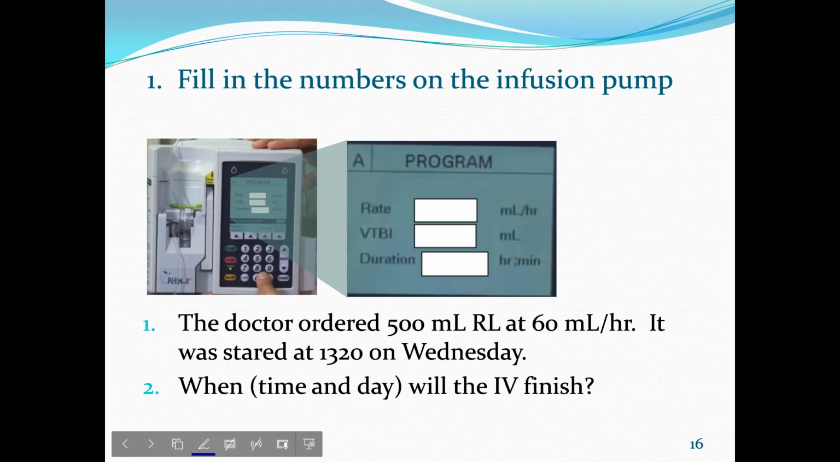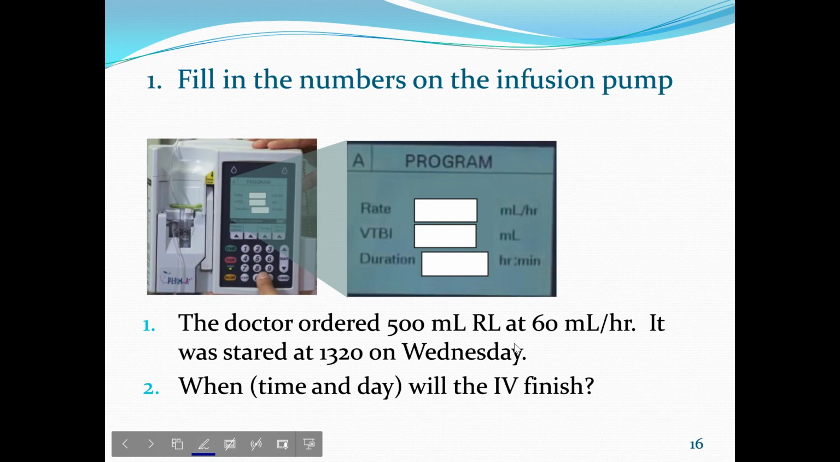Hello. In this video, we're going to take a look at completing the numbers on an infusion pump. So we read the problem and it says the doctor ordered 500 milliliters of Ringer's lactate at 60 milliliters an hour. It is started at 13:20 on Wednesday.